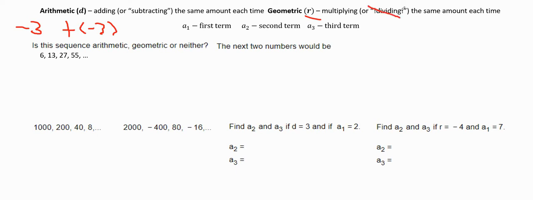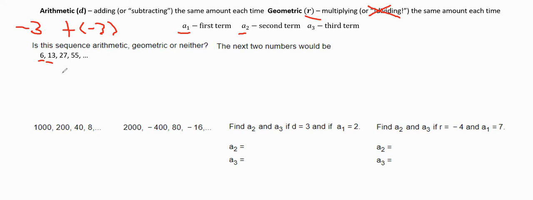It might help you think it through, but we don't care if we can divide it, we care about what we are multiplying it by. A sub 1 is your first number in the sequence. A sub 2 is the second number in the sequence, and so forth. So my 6 would be A sub 1, my A sub 2 would be 13, and so forth.